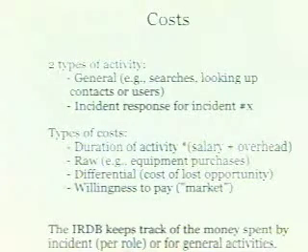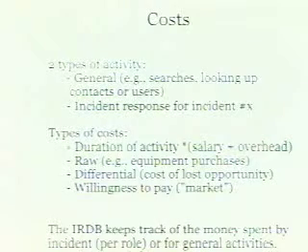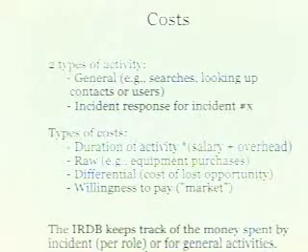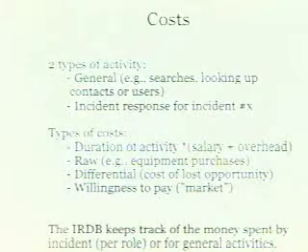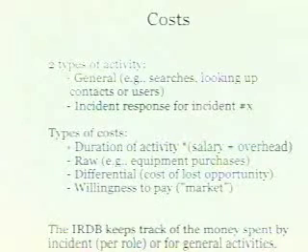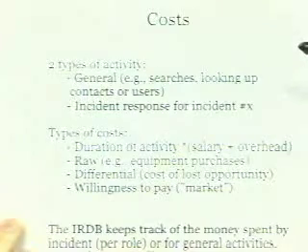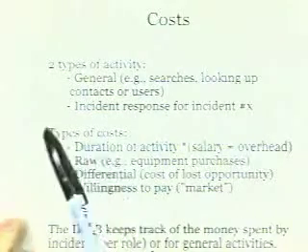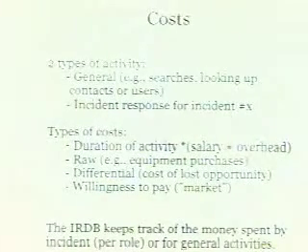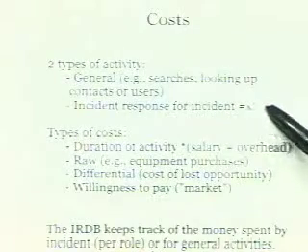Now the costs. How do we know that an incident is really important, or that we should devote a lot of research and effort to solving a problem? Well, one way is by how much it costs to have these incidents processed, also for general management. So there are two types of activity you do with this database: general activity, just looking around, searching, and then responding to an incident.